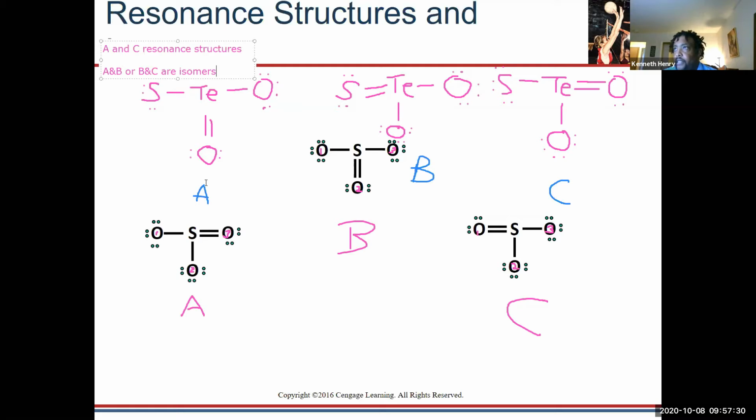So we have A and C, right? Double bond on that oxygen that's going down and double bond on the oxygen to the side here. Okay. So we're switching where the double bond is at, but it's the same element. That's going to be a resonance. But if I have a double bond on the S, it's switching elements. That's going to be an example of an isomer, right? That's one example of an isomer. Okay?